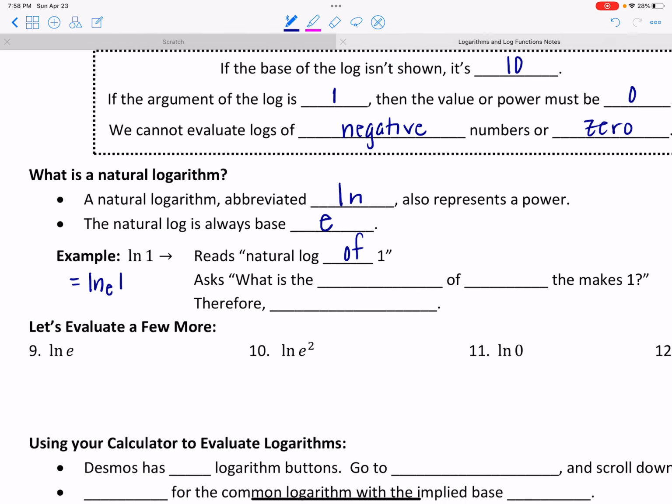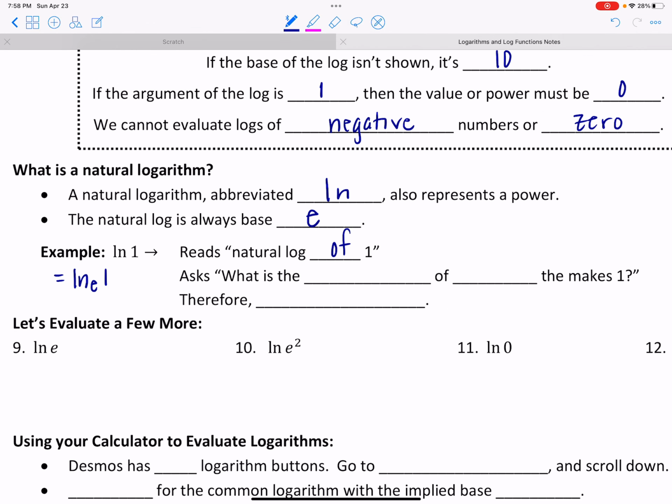So again, we're just looking for a power. In this case, it's asking what is the power of our base of e that's going to make a 1. It's a power that connects the base here with the argument that's here. So e to what power makes 1? That's the question. Well, we just said that anything to the power of 0 is going to make 1. Therefore, the natural log of 1 is going to be equal to 0. Again, this is because e to the 0 power is 1. That is the exponent that connects that base with that argument.